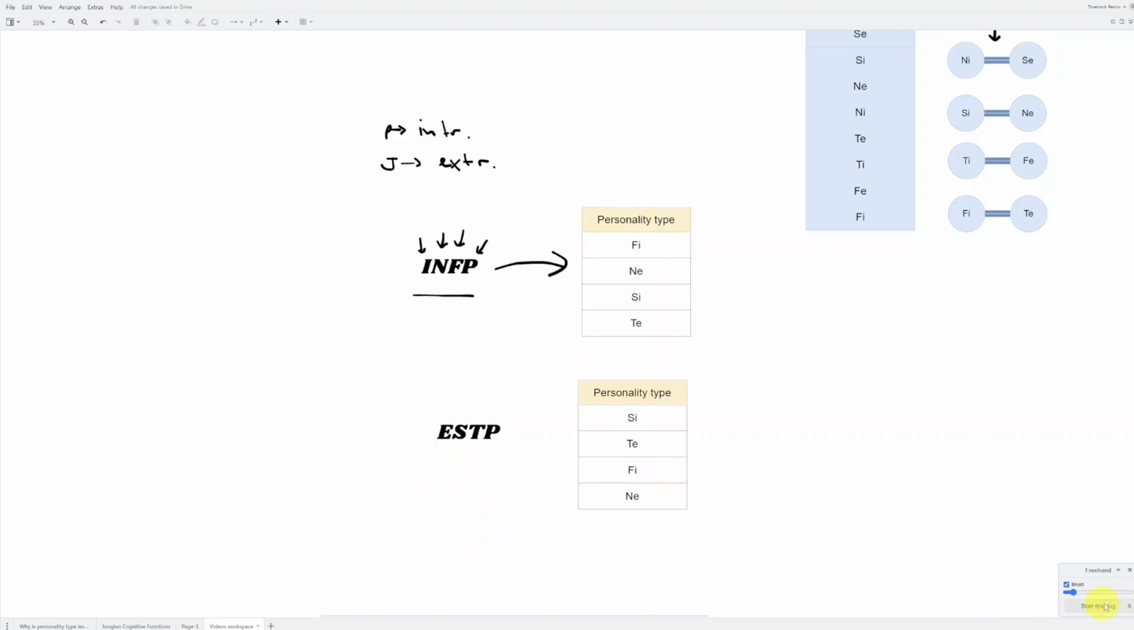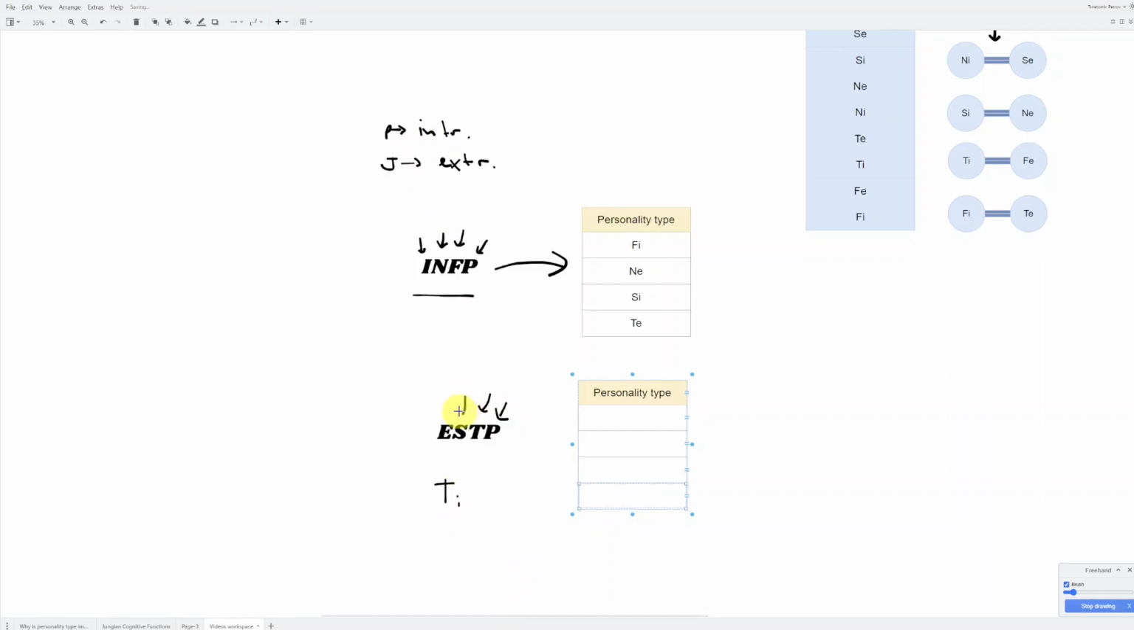So ESTP, how do we do with ESTP? Let's follow the rules again. So again, start with the third letter, which is the thinking one. So we know that one of the functions is thinking. Now look at the fourth letter, P, which means that it's introverted. So we have a Ti function.